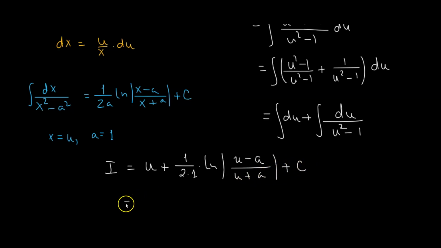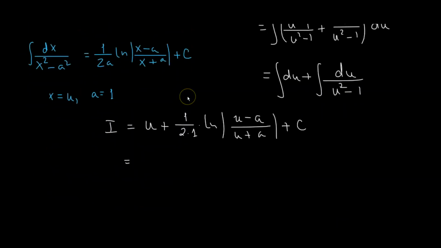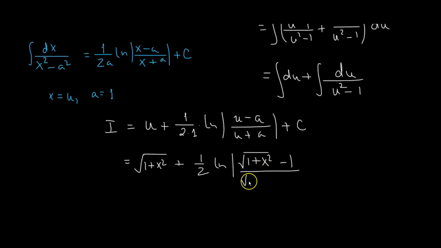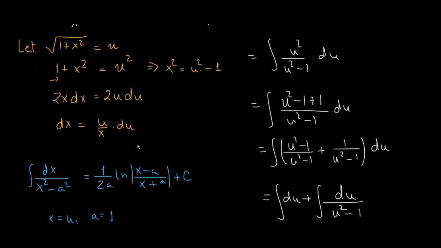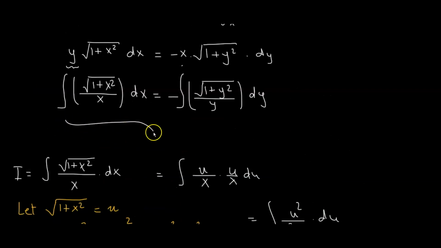Fine. And we assume the value of u as square root of 1 plus x squared. So we will get square root of 1 plus x squared plus 1 over 2 times natural log of square root of 1 plus x squared minus 1 divided by square root of 1 plus x squared plus 1, plus the constant of integration c. Now let's go back. We have found the value of our integral. Let's go back to our original equation. So this is the one.